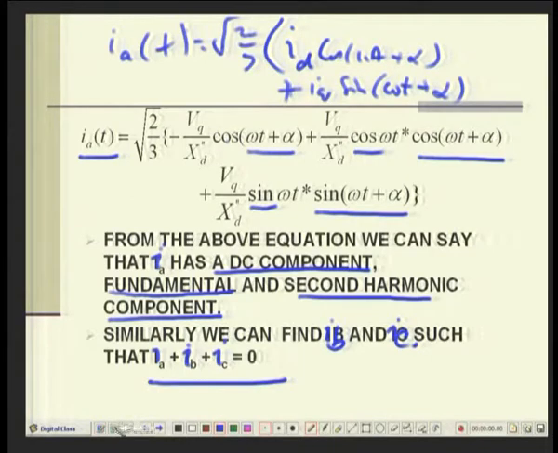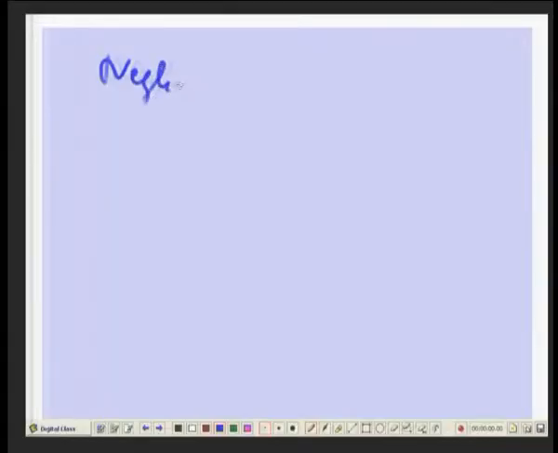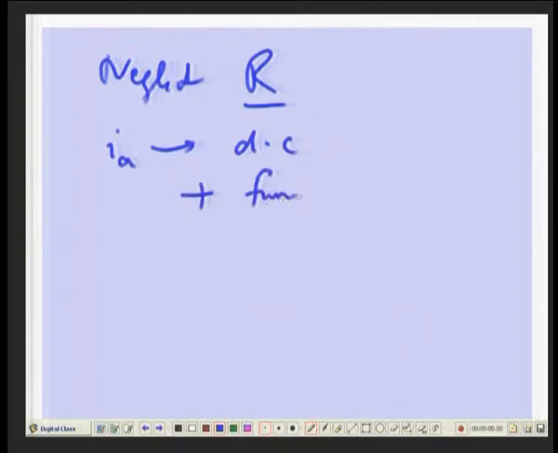Therefore, we can say that, neglecting resistances, IA will have a DC component plus a fundamental frequency component plus a second harmonic.